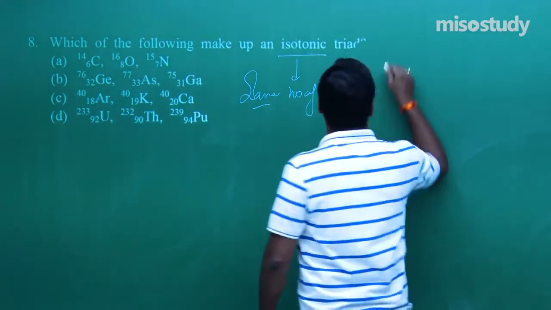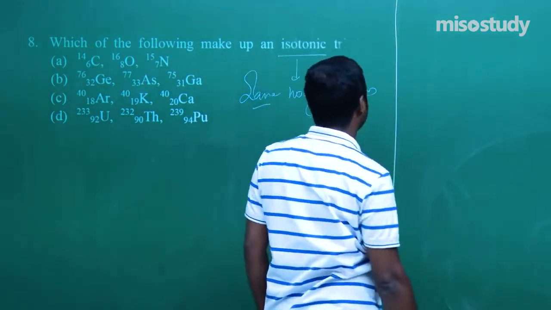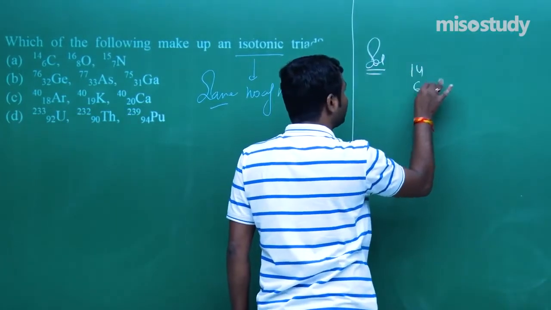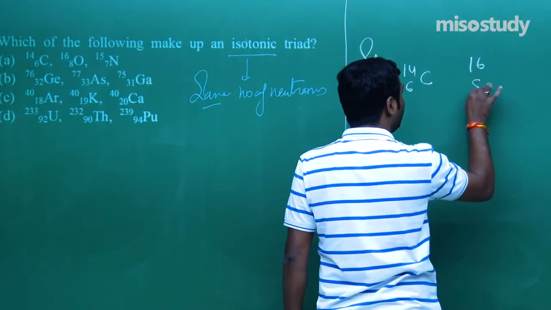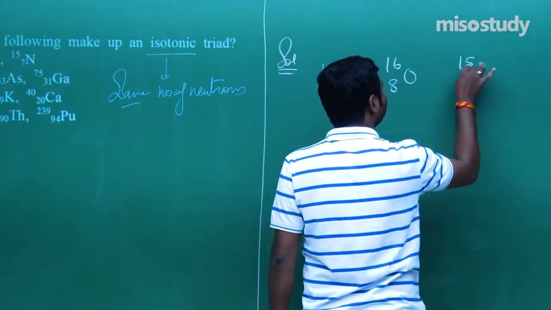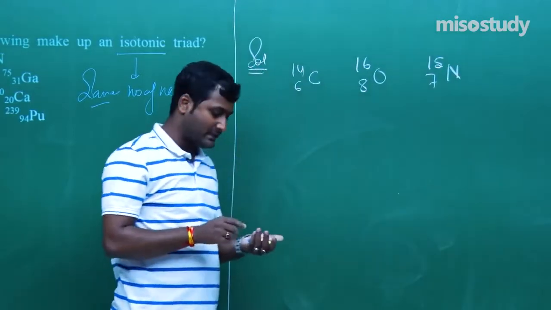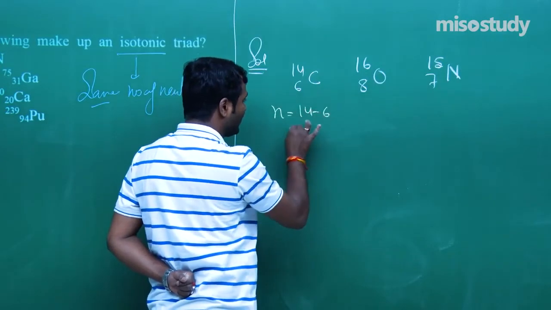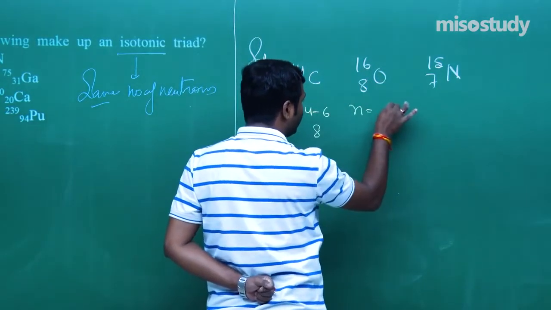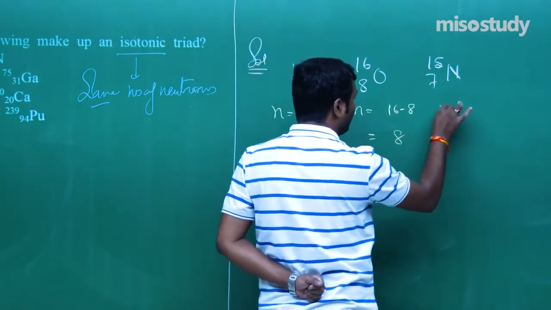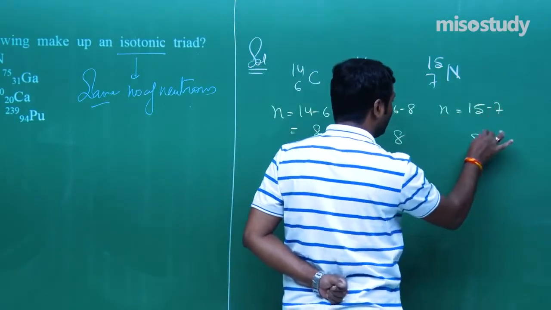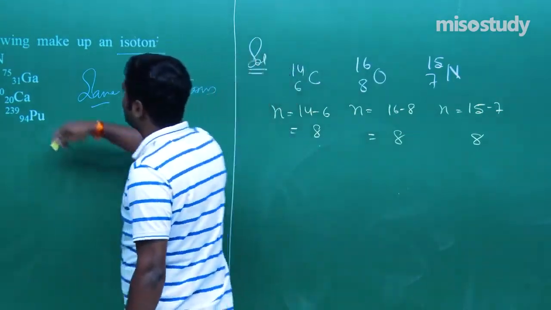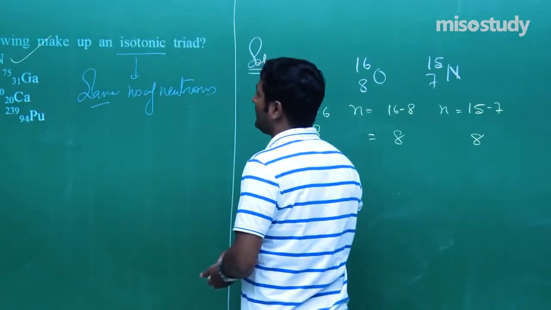Now in the case of the first option, check whether they contain the same number of neutrons or not. The first option is carbon-14 with atomic number 6, oxygen-16 with atomic number 8, and nitrogen-15 with atomic number 7. The number of neutrons: 14 minus 6 is 8, 16 minus 8 is 8, and 15 minus 7 is 8. This set has an equal number of neutrons, and these are isotones. So option A is correct.